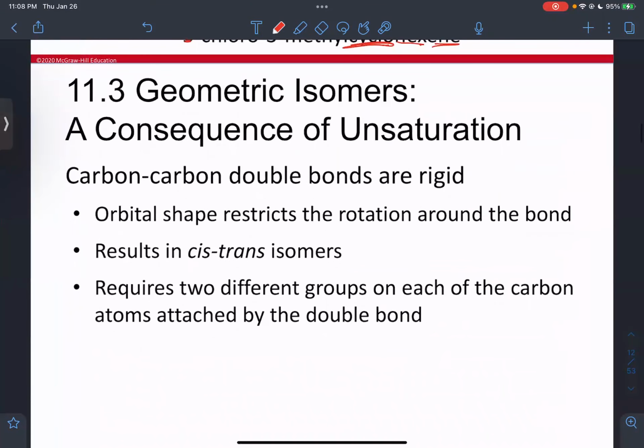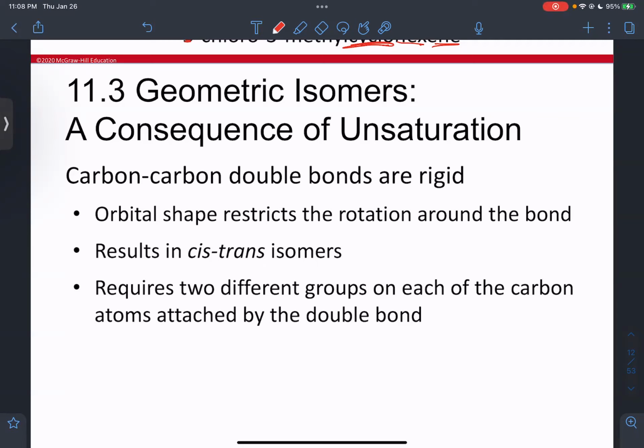Okay, this is the last section we're going to cover today. And the question is, so we have all these carbon-carbon double bonds and triple bonds. What is the result of this? Well, when we had only single bonds, there was free rotation of every atom in every different way. But once you add an additional bond and you make a double bond, it's rigid. You can no longer rotate about a bond.